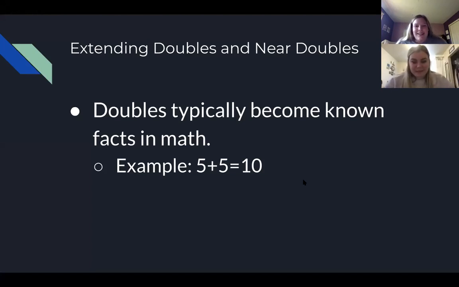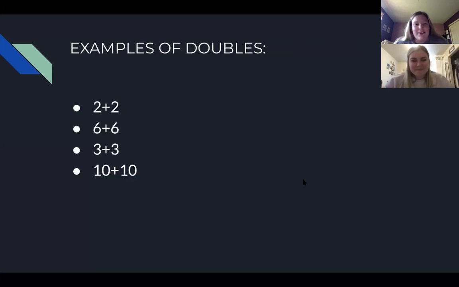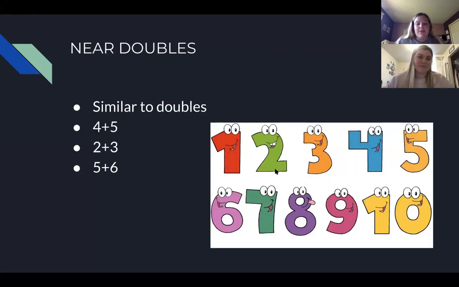Does anyone else know any more examples? I'll give you a couple seconds. Okay, awesome job. So some examples that I heard of doubles would be 2 plus 2, which double is 4, 6 plus 6, which double is 12, 3 plus 3, which is 6, and 10 plus 10, which is 20. Awesome job, guys. Now that you get what numbers are doubles, let's go to near doubles.